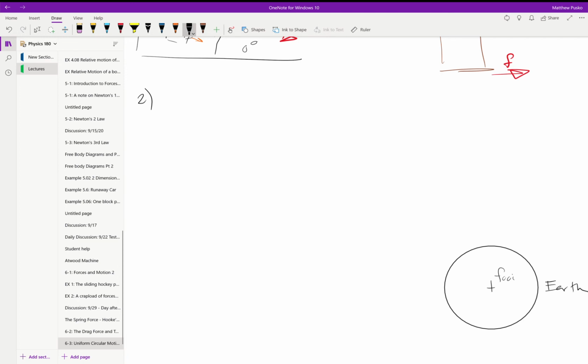And the second law says that they travel in ellipses. An ellipse is something with the formula x squared over a squared plus y squared over b squared is equal to 1. But for right now, let's talk about just circular paths.